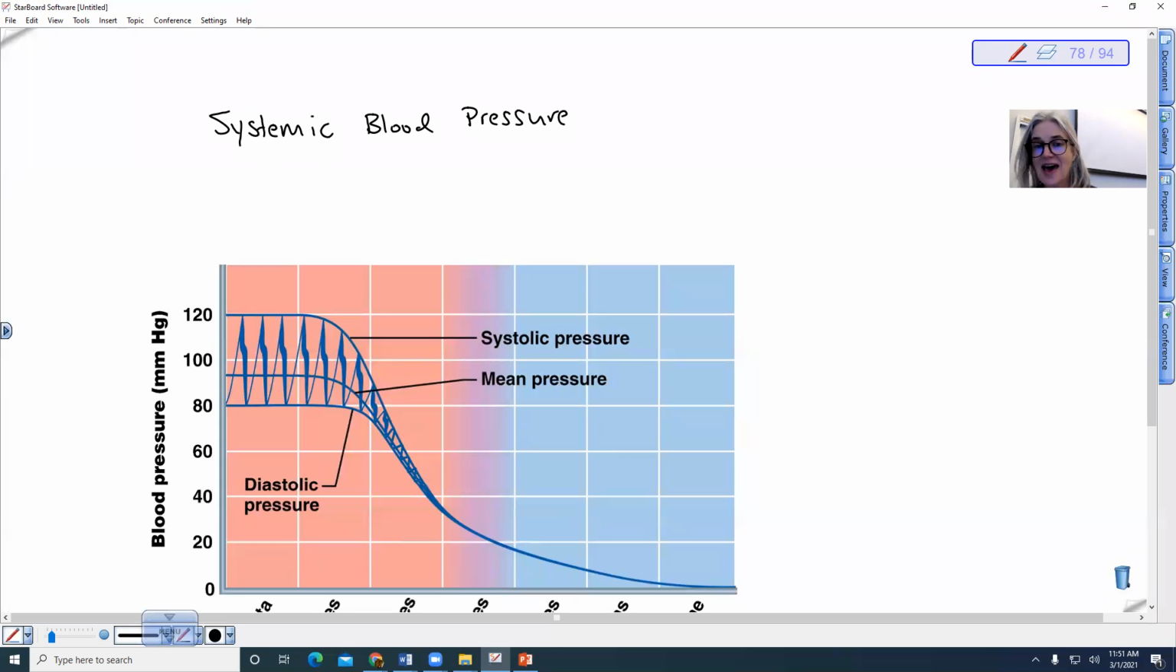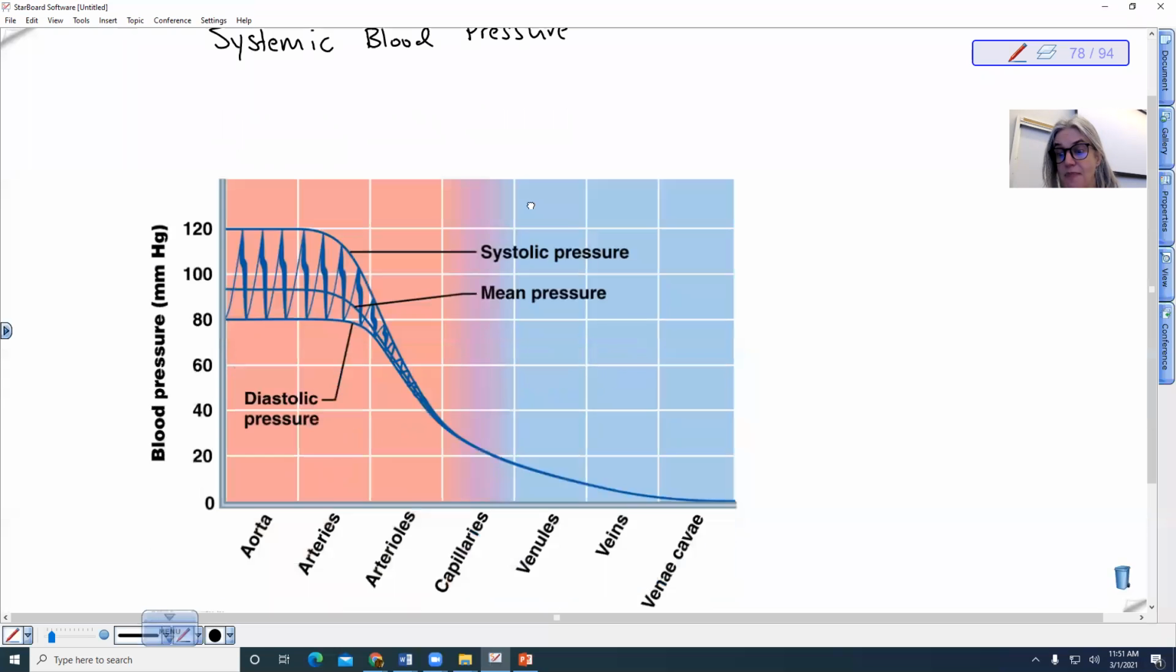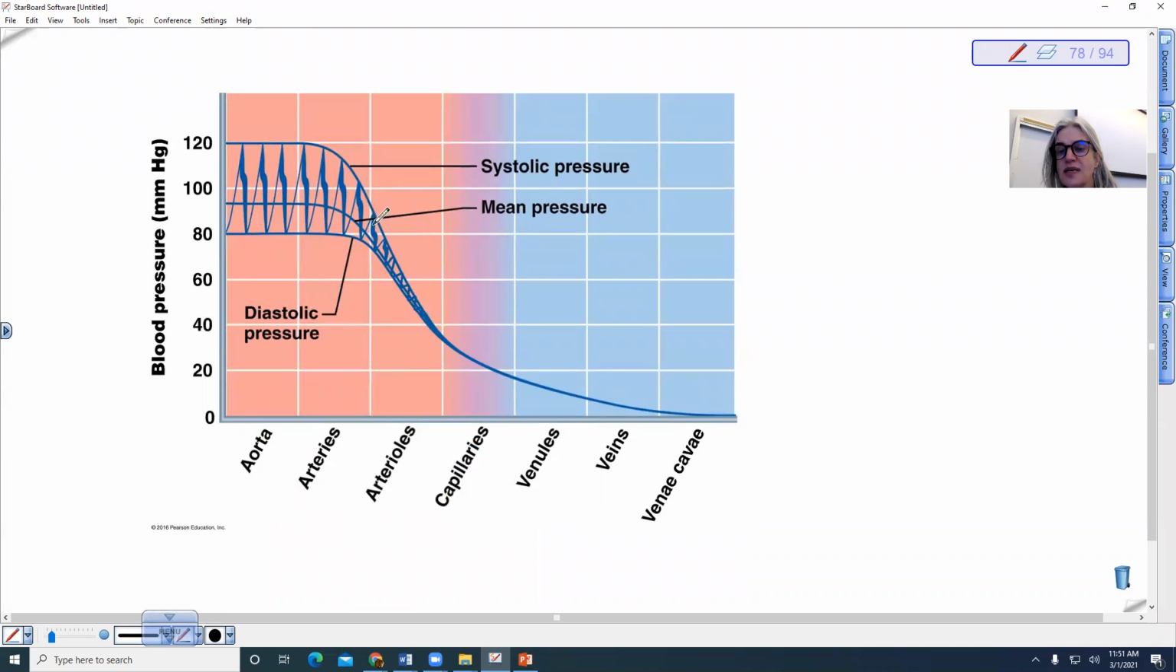So we can see that the blood pressure varies in your body. I already mentioned that arteries have a higher blood pressure than veins, and this is dramatically seen here. You can see that we start out with a pretty high blood pressure, and you'll notice that there is variation in the arteries because we have systolic and diastolic pressure. Remember, that is when the heart contracts and when it relaxes.